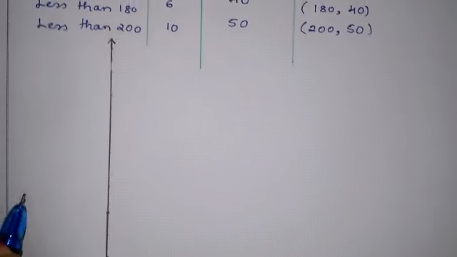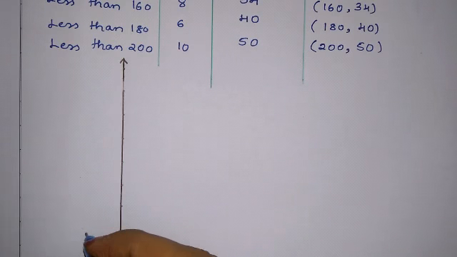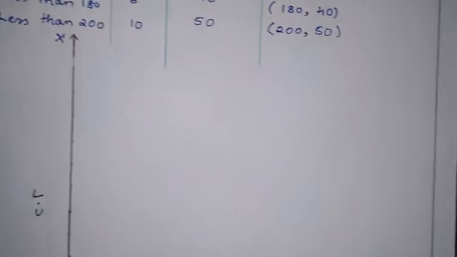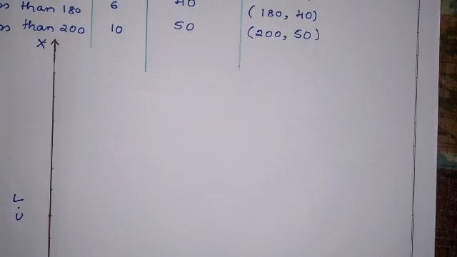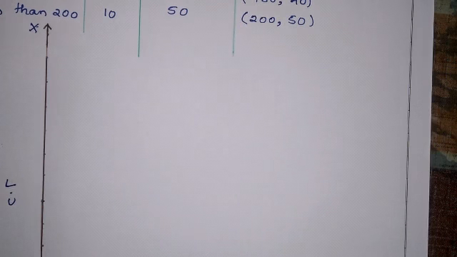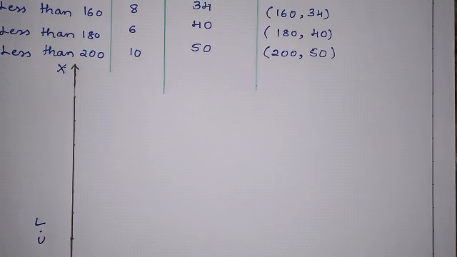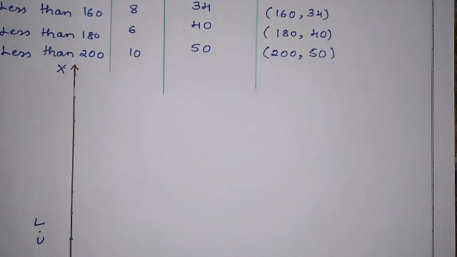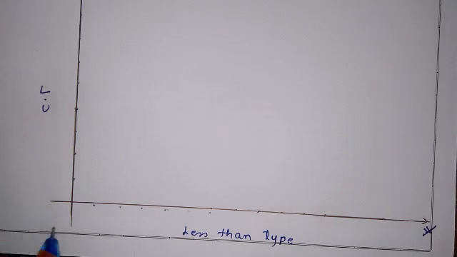I have drawn the line here. We can see, I'll write here, this is nothing but less than type OGIVE. They have told less than type. And here in y-axis, it is nothing but cumulative frequency CF. Okay. This is x-axis and this is y-axis. Scale also we have to write. Okay. Now, we can see here, it is 120, 140, 160, 180 and 200. It is started. So, how will I write in x-axis?